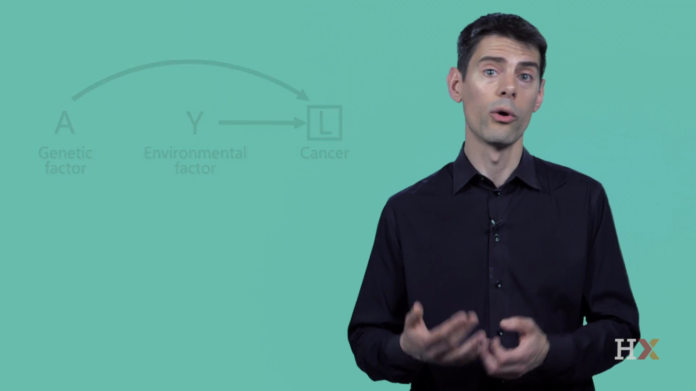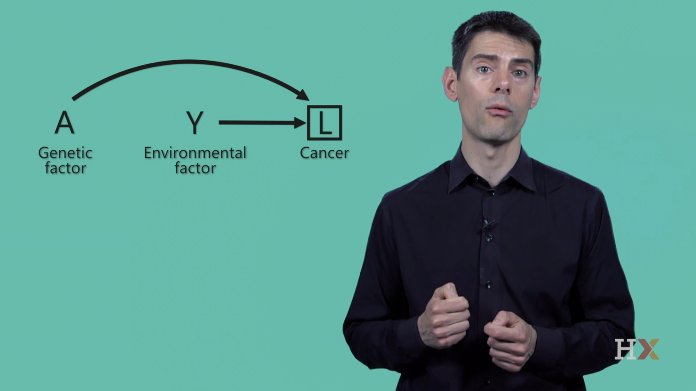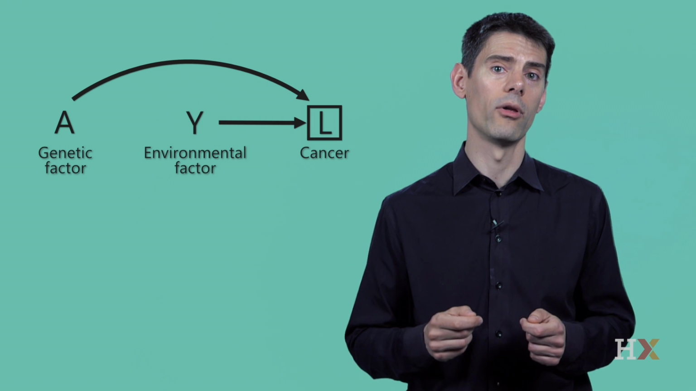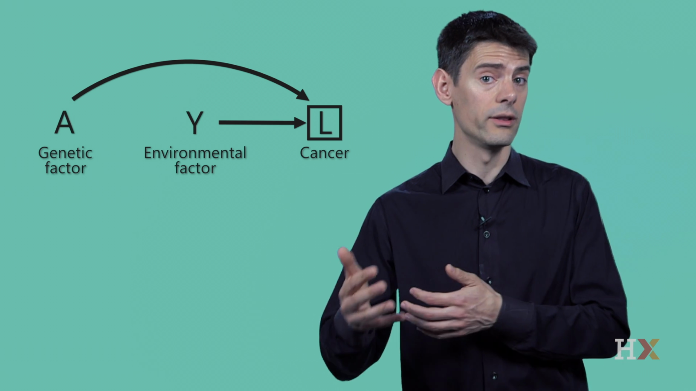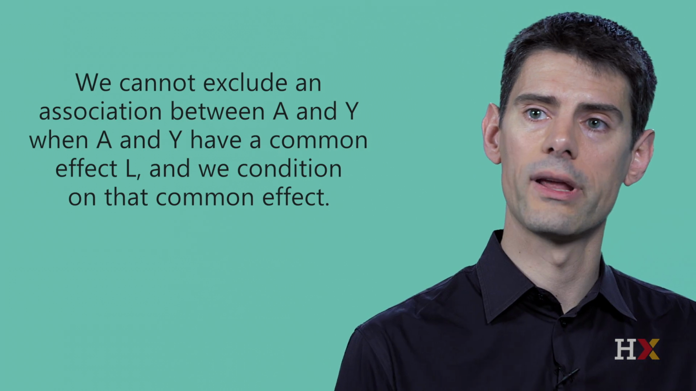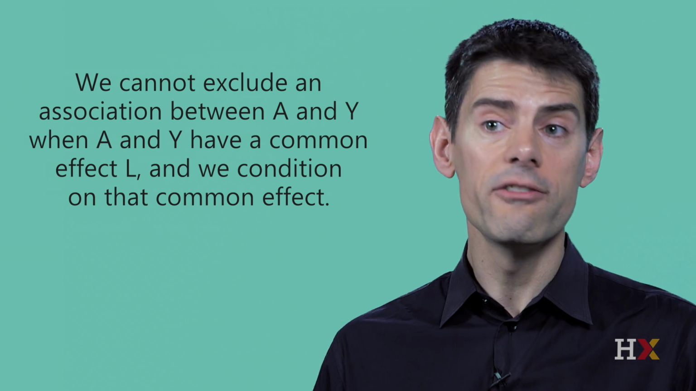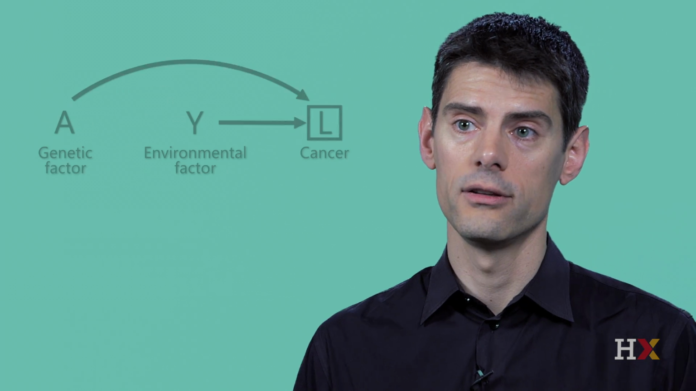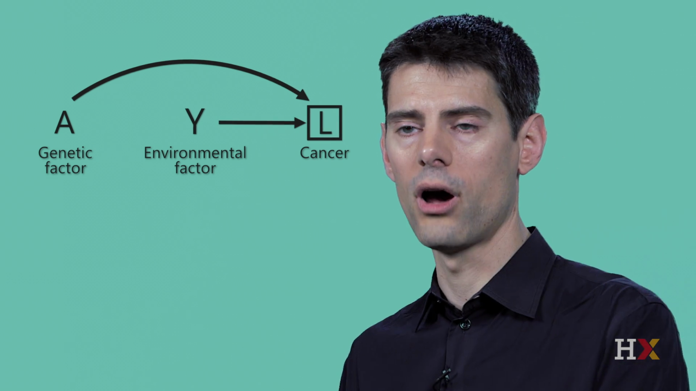This is another example of how DAGs are both causal and statistical models. When we used our expert knowledge to draw a causal graph with no arrow from A to Y and with a common effect of A and Y, we were also drawing a statistical model that says that A and Y are not expected to be independent, that they are expected to be associated within all or some levels of L. More generally, the graph theory rule says that we cannot exclude an association between A and Y when A and Y have a common effect L and we condition on that common effect, even if there is no arrow from A to Y. Informally, we can visualize a flow of association between A and Y through the conditioning on L.